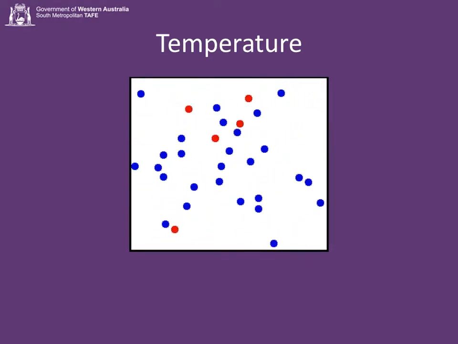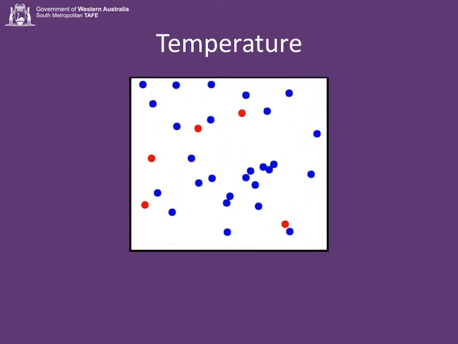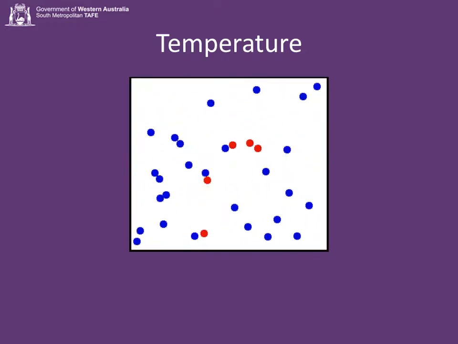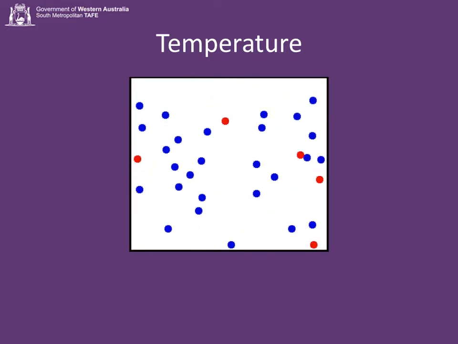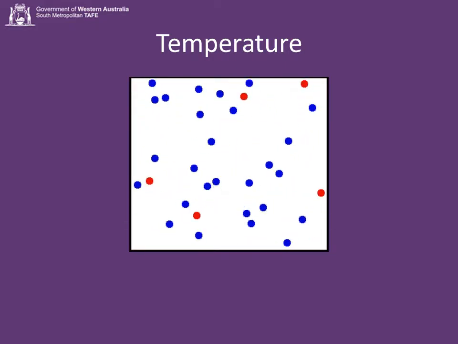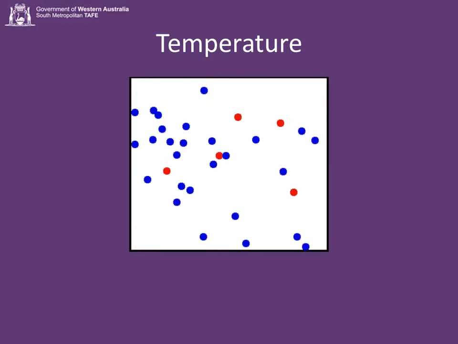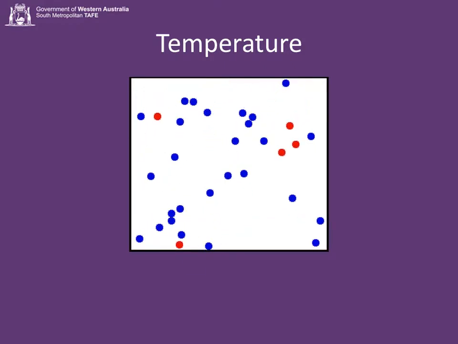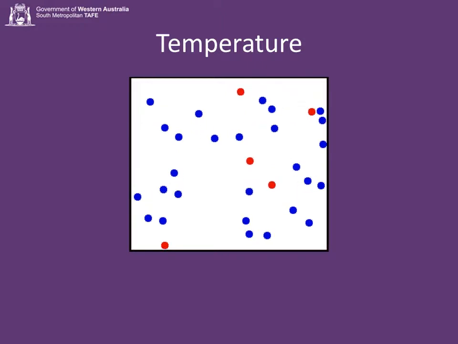Now, heat and temperature are two different but associated things. What temperature is, put simply, is the speed at which molecules move. When we're measuring temperature, we're actually measuring speed. And not only speed, we're measuring average speed, because all the molecules are moving at different speeds. They're all at different temperatures.